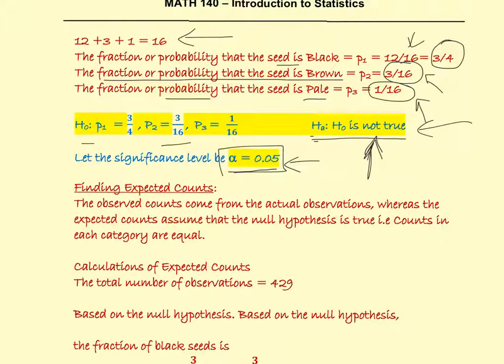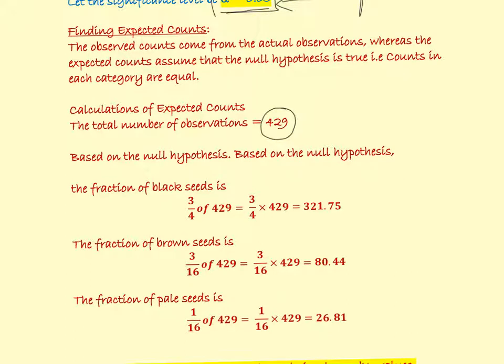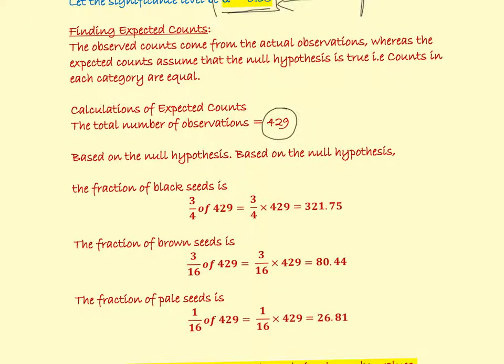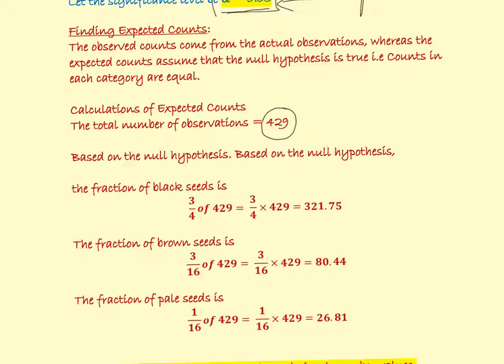So the expected fraction of counts is given by our null hypothesis. But now we need to figure out exactly what the count would be if a total of 429 seeds were collected. Now, based on our null hypothesis, 3/4 of the seeds must be black. According to the genetic law, 3/4 of the seeds must be black.